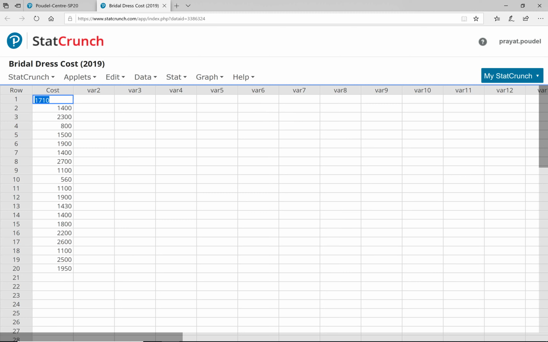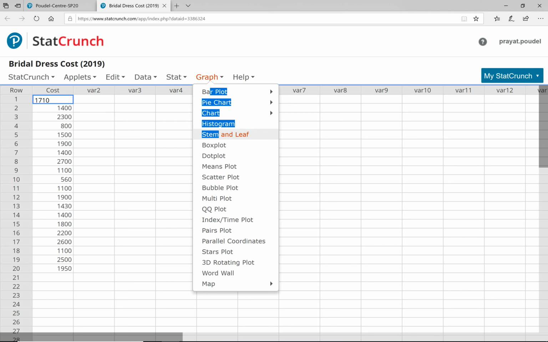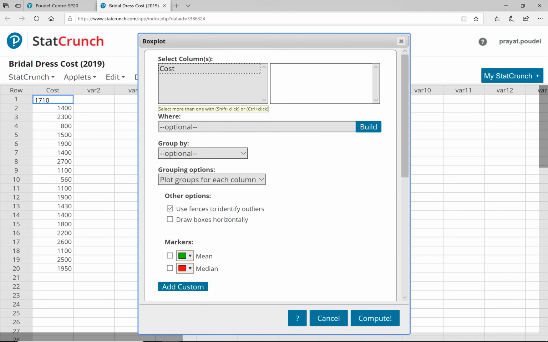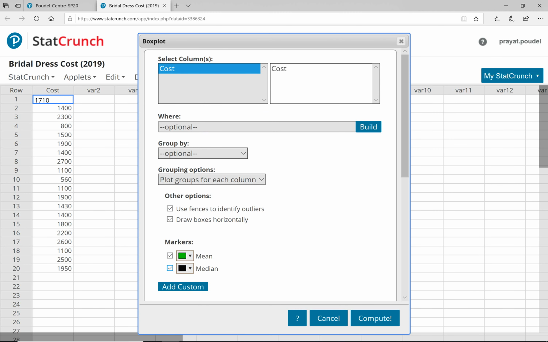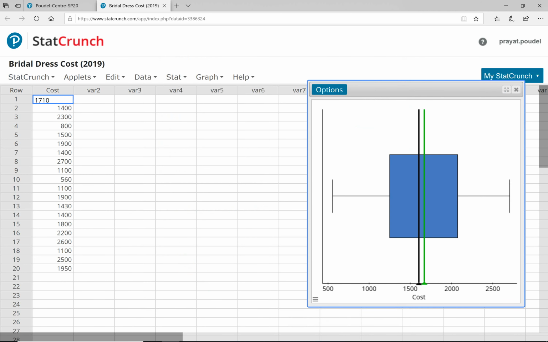And how much they paid for it. So what we would like to do is see how we can use StatCrunch to create a box plot and a histogram for this data. Let's start with a box plot. We're going to go to Graph, and then to box plot right there. We are going to sketch cost. I want to draw the boxes horizontally, and I would like to see what the mean and median look like there. So far, we went to StatCrunch, created the box plot, and sketched the cost. So that's what the box plot looks like.